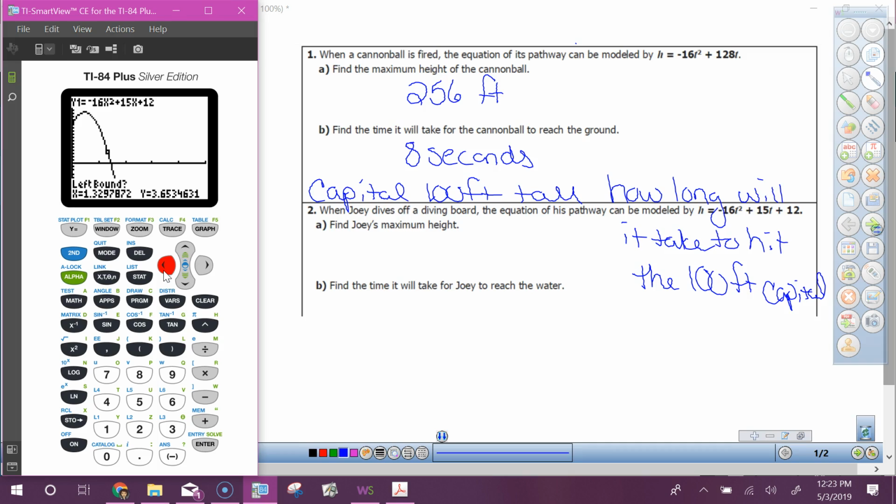Okay, if you get an error, that means your left and your right bounds probably got screwed up. Matthew, how many seconds did it take to hit the water? 1.5? Anybody get something different? 1.46. 1.45. Okay, if you got an error, then you got your left bound and your right bound screwed up. So this is where you've got to go 2 decimal places.